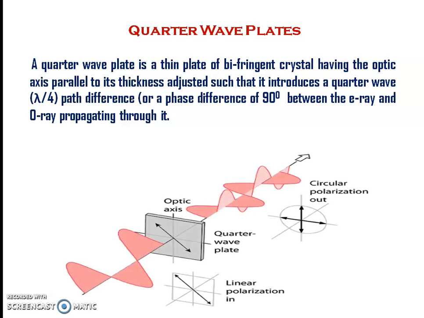If you look at this particular diagram, you will find that there is a light traveling in this particular direction. Here we have a quarter wave plate. When it falls on this quarter wave plate, we get circular polarization, and here we get the linear polarization. So this particular plate is called a quarter wave plate.